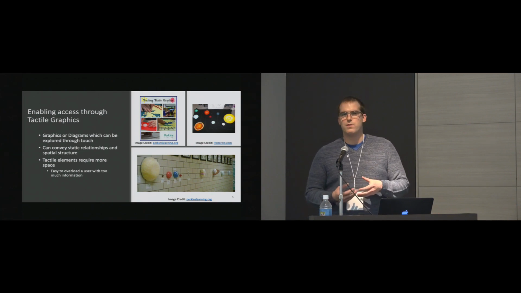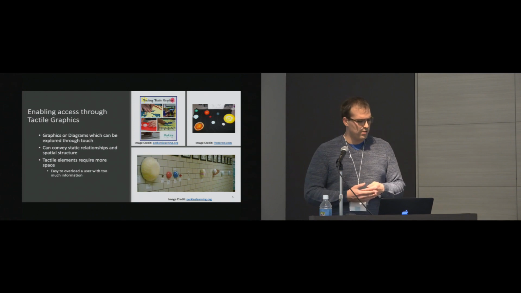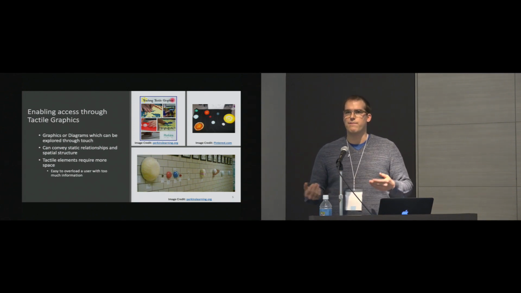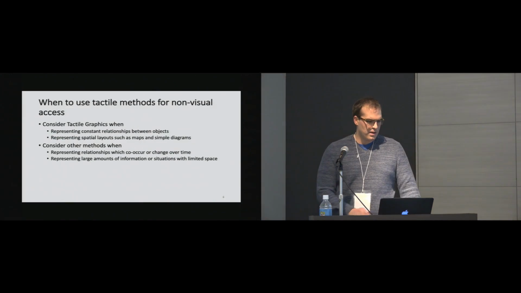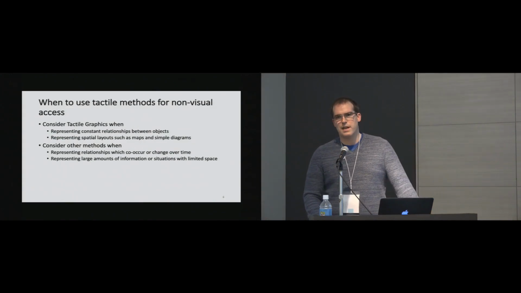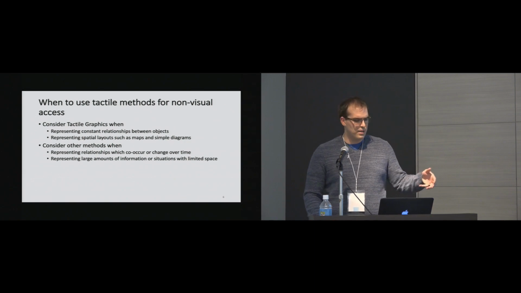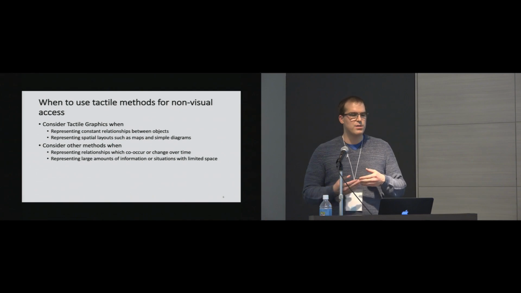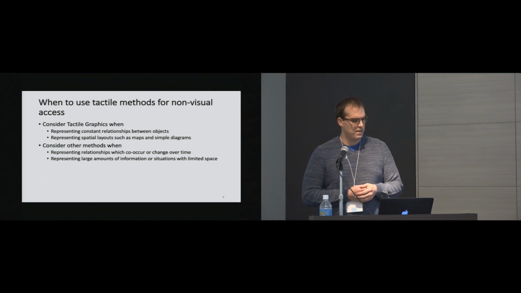But there's a couple problems here, mainly that tactile information requires a lot more space and cannot overlap with each other. And it's easy to overload a user with too much information in a graphic. So when considering tactile methods for non-visual access, we mainly want to use tactile graphics to represent constant relationships between objects or representing spatial layouts such as in maps and other types of simple diagrams.